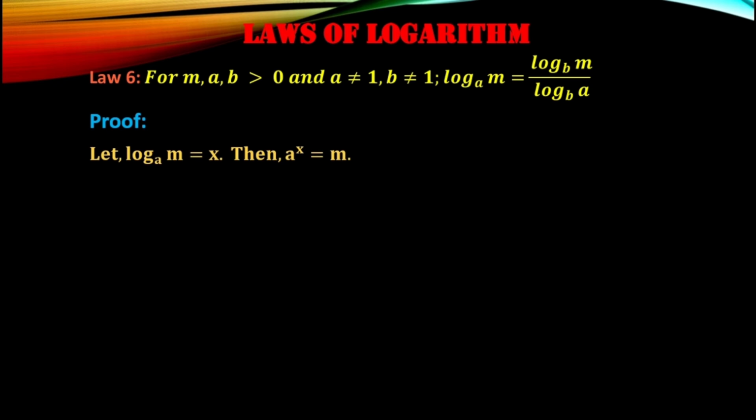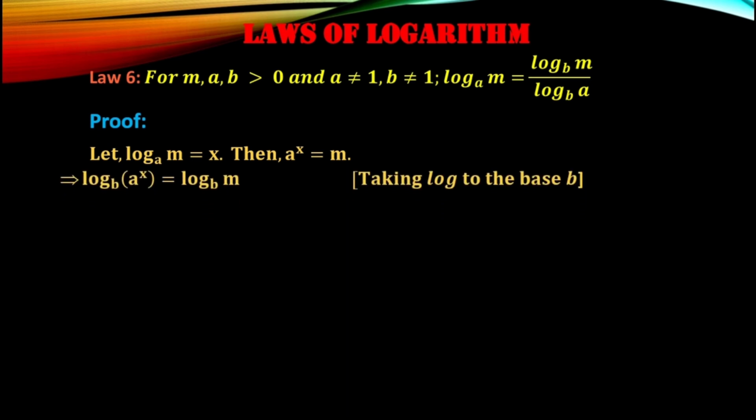suppose again we take log of m to the base of a as x, then a to the power x becomes m. Here log of a to the power x to the base of b equals log of m to the base of b. Taking log to the base of b on both sides. On both sides of the equation we are taking log to the base of b.